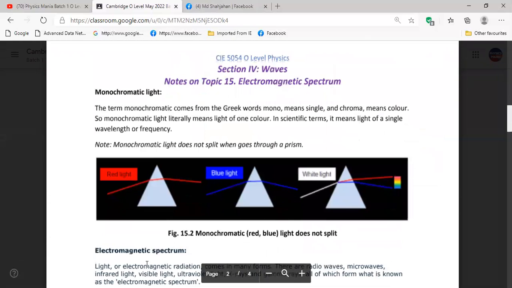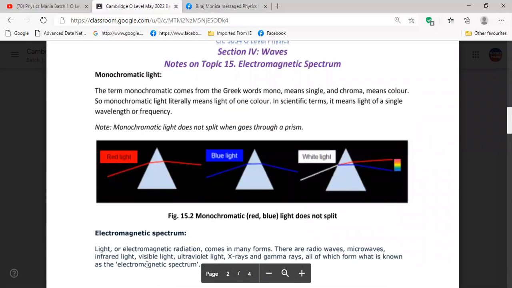Okay. Now, monochromatic light. Can you read this part, Monica? Monochromatic light. The term monochromatic comes from the Greek words mono, meaning single, and chromo, meaning color. So monochromatic light literally means light of one color. In scientific terms, it means light of a single wavelength or frequency. Note: monochromatic light does not split when it goes through a prism.